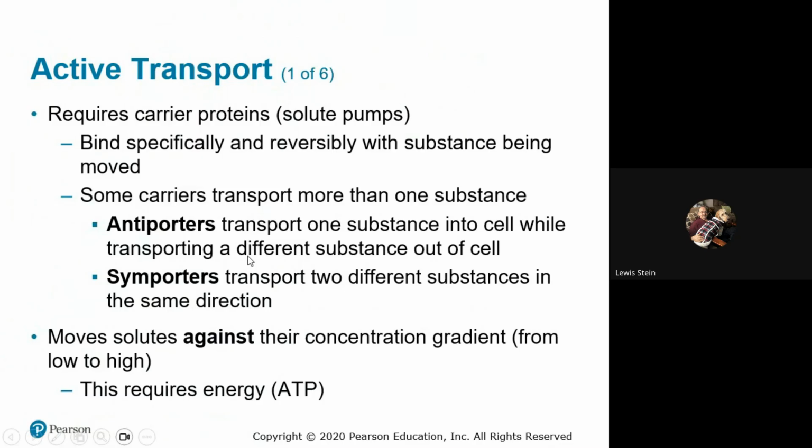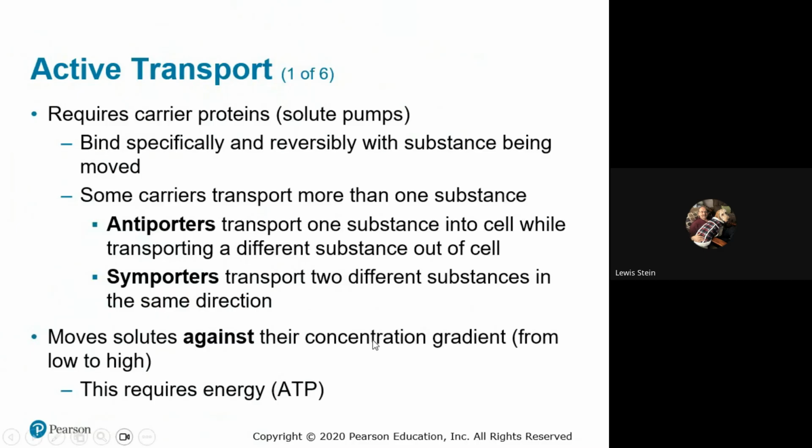or symporting. Another term for symport that's a little easier, I think, to understand is called co-transport. It's being transported along with it. Like you're driving to school and somebody else needs a ride to school and you pick them up, you're co-transporting.